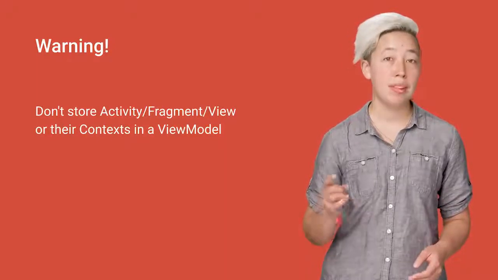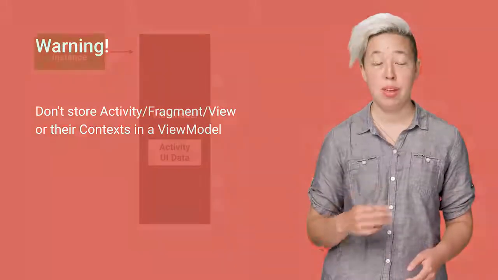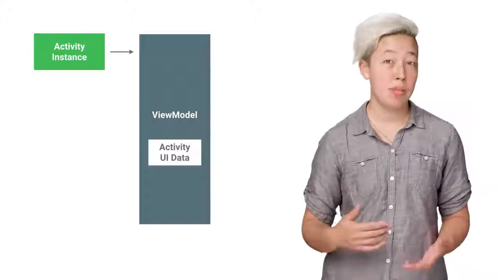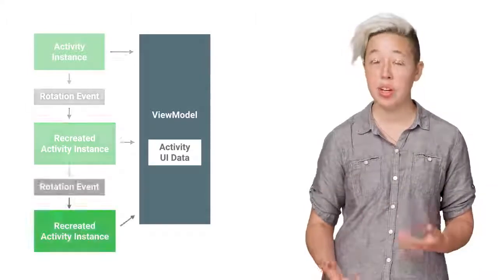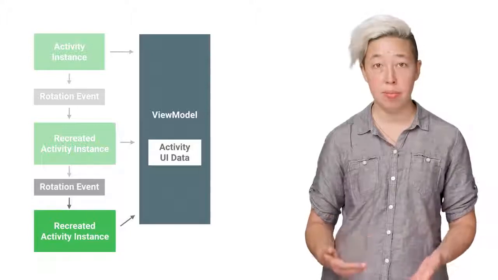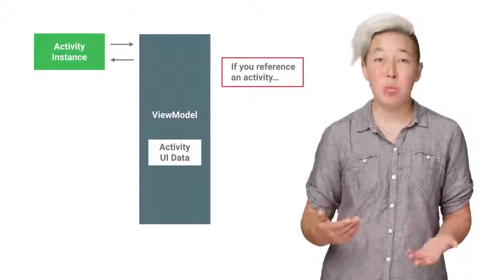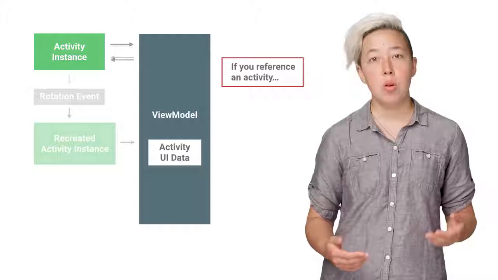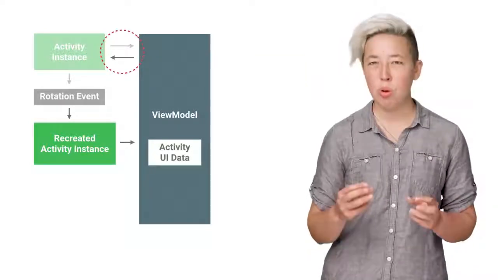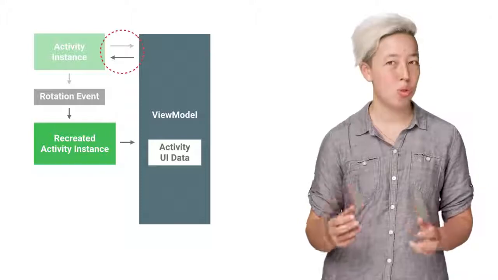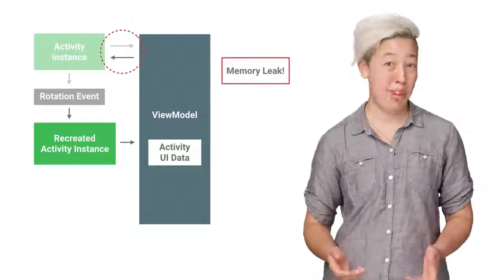Now, as a warning, you should never pass context into ViewModels. So this means no passing in fragments, activities, or views. ViewModels don't care about specific lifecycles of a single activity or fragment, which can be destroyed or recreated many times during the lifecycle of that ViewModel. So let's say that you accidentally do pass in an activity to the ViewModel. When you rotate the screen and the activity is destroyed, you now have a ViewModel that's holding a reference to a useless destroyed activity, and this is a memory leak.